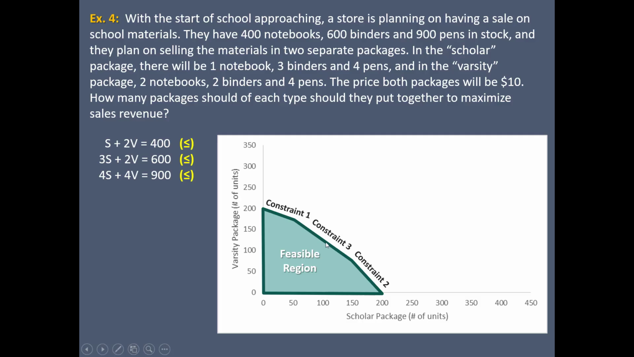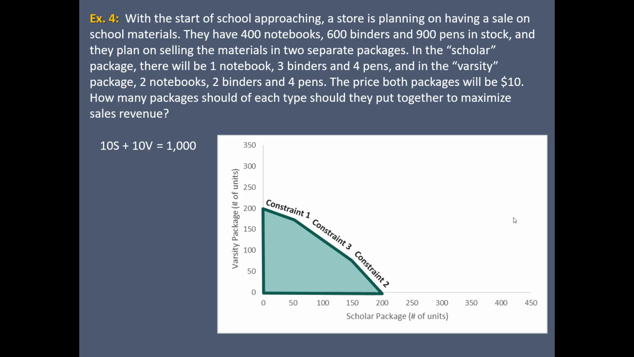So redundancy isn't an issue here either. So without any problems so far, we're really at the next step of graphing our objective function on here. Our objective function was 10s plus 10v. And again, we haven't done this for a little while in these videos. Remember, the next step is to choose some arbitrary number to set that equal to.